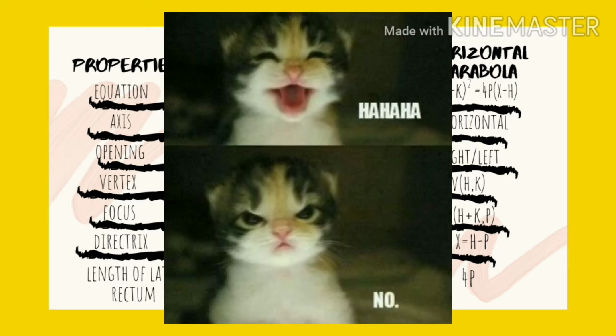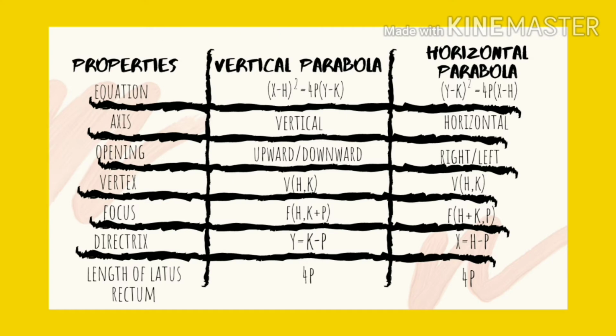Just kidding. For the properties, we have the equation, axis, opening, vertex, focus, directrix, and length of latus rectum.